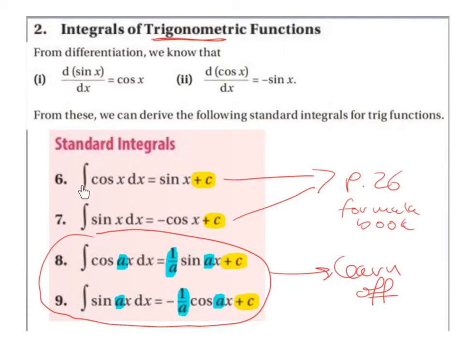So, the integral of cos x dx equals sine x plus c, and the integral of sine x dx equals minus cos x plus c. So we can find these on page 26 of our formula book.